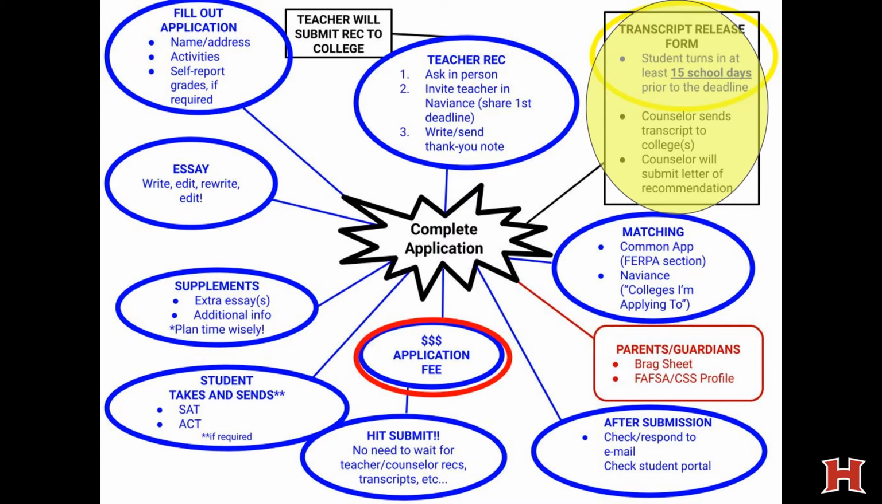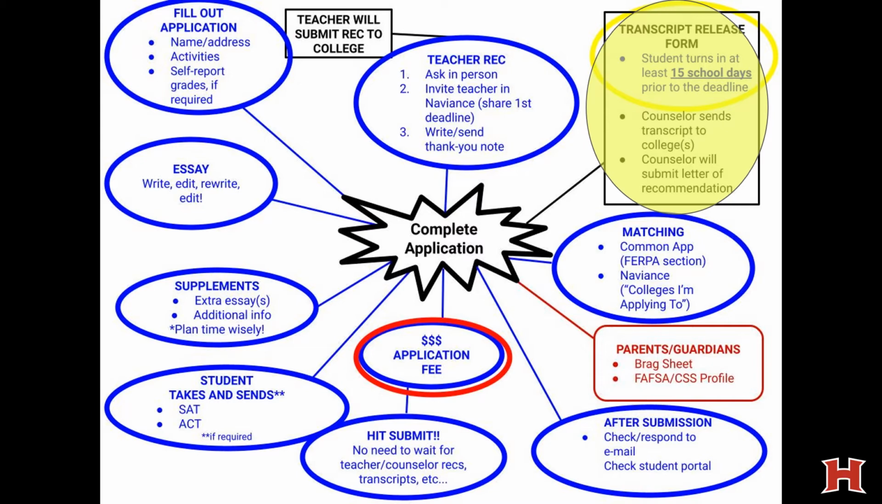This doesn't include holidays or weekends, just school days, so it may seem like a good amount of time prior to the first deadline. So for example, for some of the big deadlines that have passed or are coming up, October 15th was one. The transcript request form should have been submitted by September 23rd. November 1st, a very popular early action deadline, transcript request forms are due on October 7th.